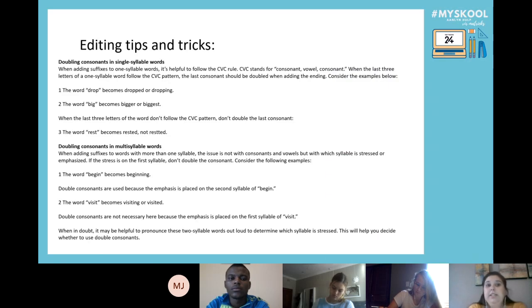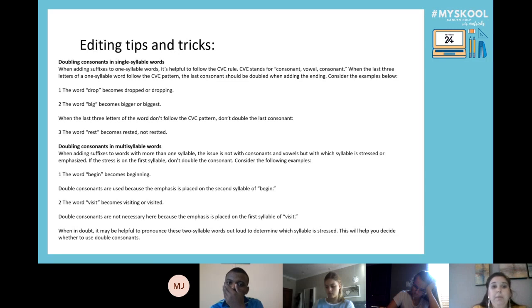Then the next one is when to double consonants and when not to. Okay, and they talk here about the CVC pattern. When adding suffixes to one-syllable words, it's helpful to follow the CVC rule. CVC stands for consonant, vowel, consonant. When the last three letters of a one-syllable word follow the CVC pattern, the last consonant should be doubled when adding the ending. Consider the examples below.